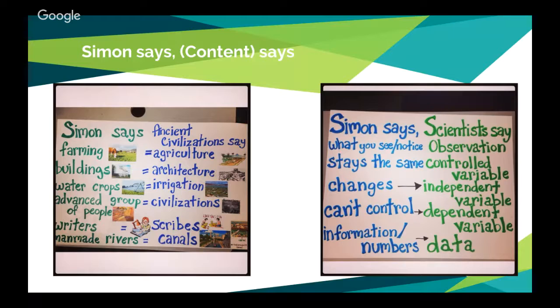And as you see, sometimes you can include pictures. In the Simon Says Ancient Civilization Says, I included pictures. So the Simon Says are more modern visuals, and the ancient civilization visuals mirror that time span so that they could see what we were talking about.